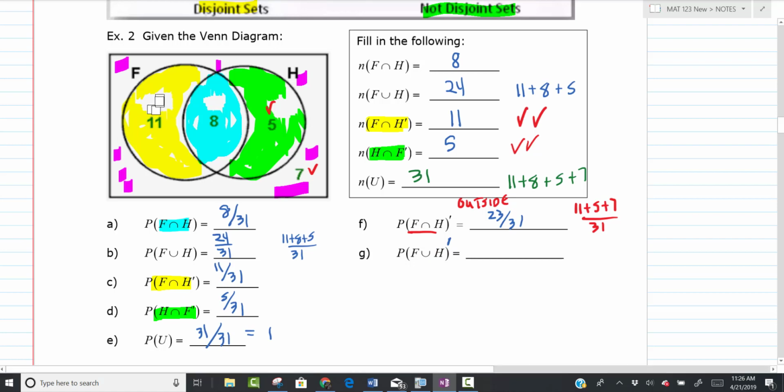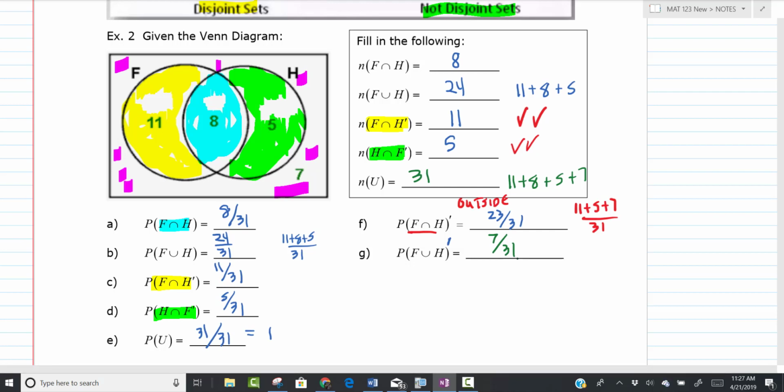The prime there. So what we're doing with this one is everything outside the union. So tell me what's outside of the union. Okay, the union is 11, 8, and 5. 7 is outside, so that would be a 7 over 31 probability like that then. Okay? All right, so that's it.